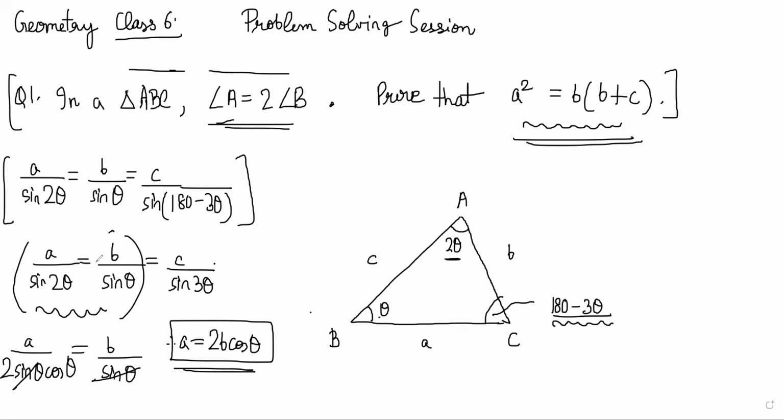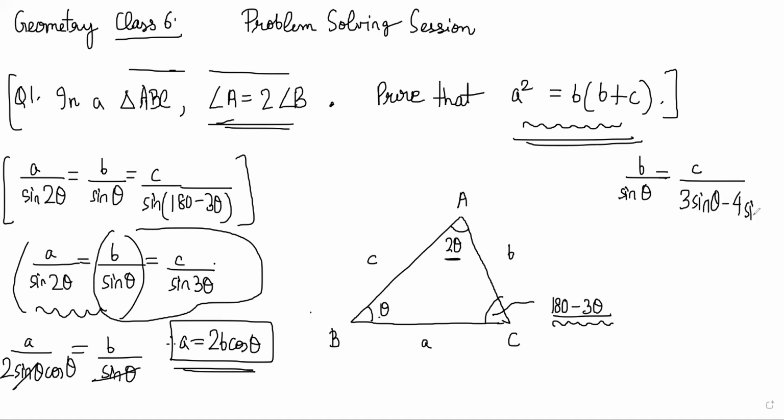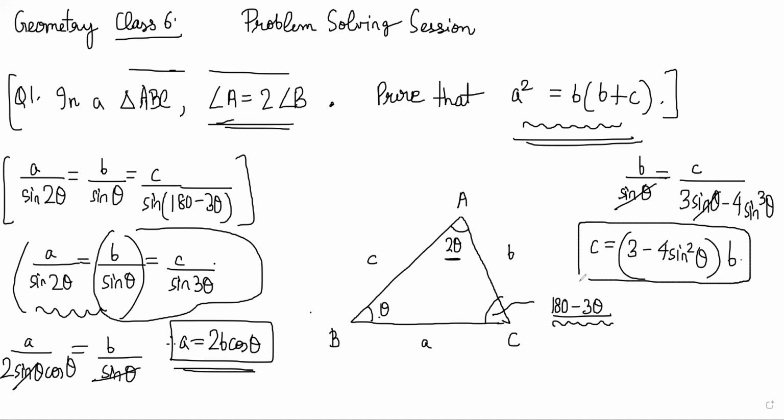And using the second and the third together, you can say b by sine theta is equal to c by sine 3 theta, and this is 3 sine theta minus 4 sine cube theta. So sine theta again gets cancelled and you get c is equal to 3 minus 4 sine square theta into b, right? You are getting two separate relationships, one for a, one for c. And both of these relationships are giving you a in terms of b and c in terms of b.